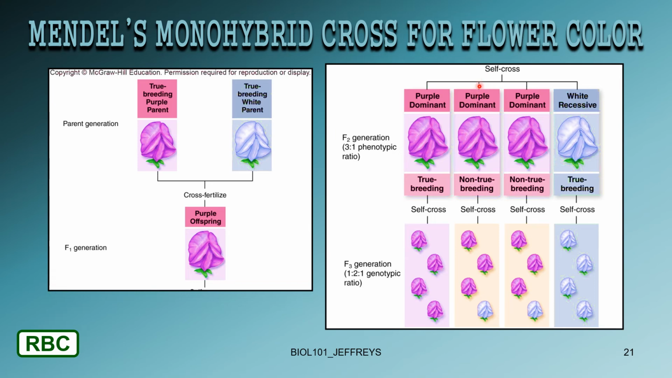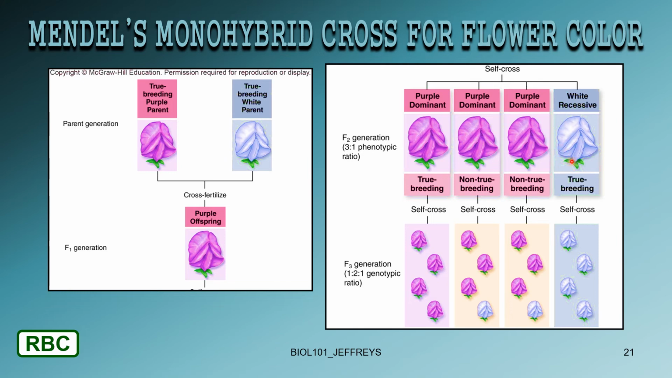Self-cross, self-fertilize, or fertilize them yourself, however you want to do it. But what you end up with, phenotypically, is 3 purple flowers, or plants bearing purple flowers. You have 3 of them out of 4, and 1 plant bearing white flowers.